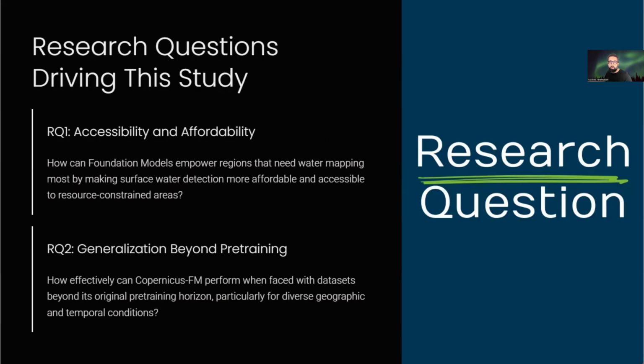We define two core research questions, RQ1 and RQ2. RQ1 is about accessibility and affordability. We would like to see how the foundation model, I mean Copernicus-FM, can make surface water detection more affordable and accessible, especially for the regions that need this map most. And the second question is related to generalization. How effectively does the Copernicus foundation model perform when faced with data sets beyond its original training horizon, I mean, across diverse geographic and temporal conditions. And this tests the enhanced robustness claim.